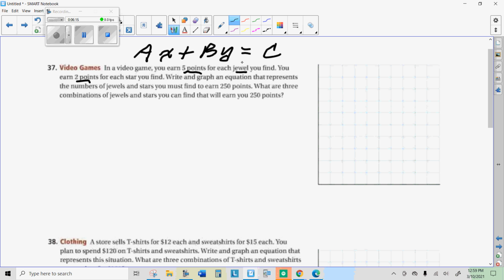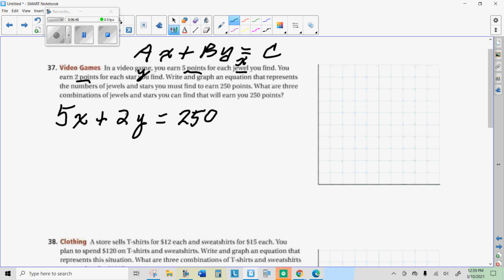Okay, we're going to let x be the number of joules you find, and we're going to let y be the number of stars you find. So since you get 5 points for every joule you find, we're going to do 5 times x for that part, and 2 points for every star you find. Since y represents how many stars we find, I'm going to do 2 times y for that part. And it says you get 250 points total from doing this.